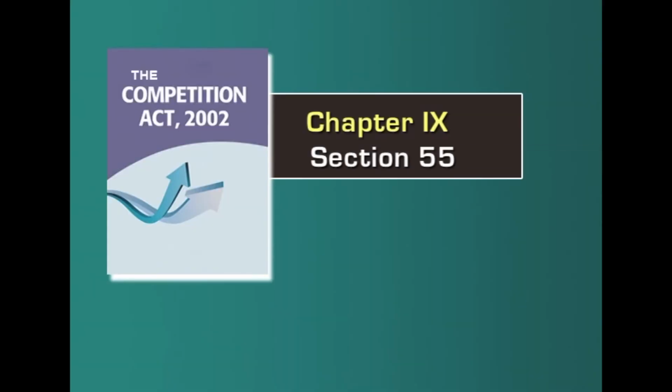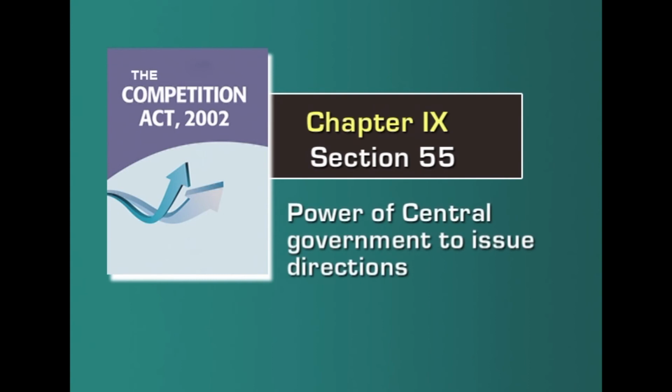The power to exempt is conferred upon the central government to ensure there is an exemption given from application of this Act to certain enterprises or to certain activities which it feels relevant. Section that I will be discussing is section 55, which talks about power of central government to issue directions. Again there is a power reserved upon the central government to issue necessary directions from time to time for effective implementation of the Act.